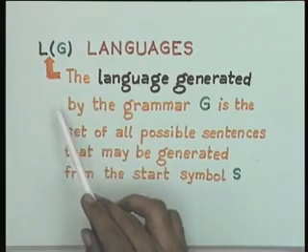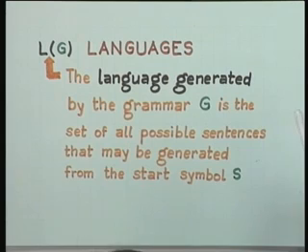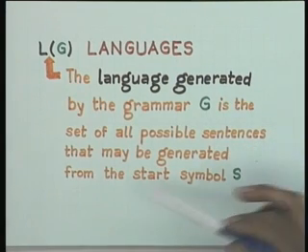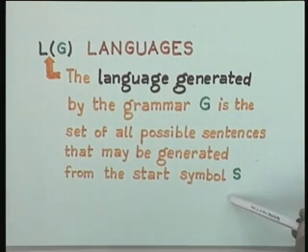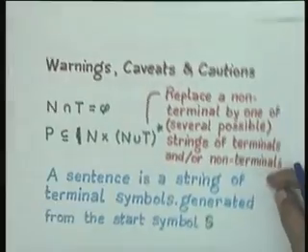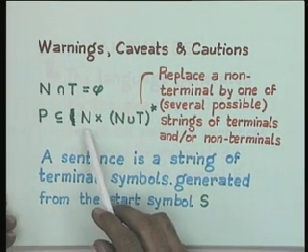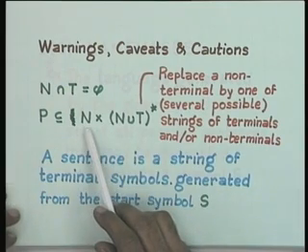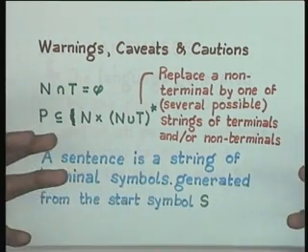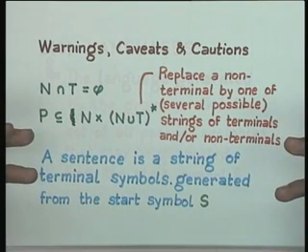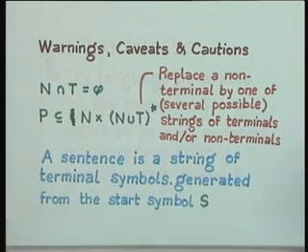So we talk of a language as being generated from a grammar as the set of all possible sentences that may be generated from the start symbol S. Important warnings are that the set of non-terminals and the set of terminal symbols are disjoint, and a production is really a replacement. It replaces a non-terminal by a string consisting of terminals or non-terminals. And a sentence is just a string of terminal symbols generated from the start symbol. So I think I will stop here now.